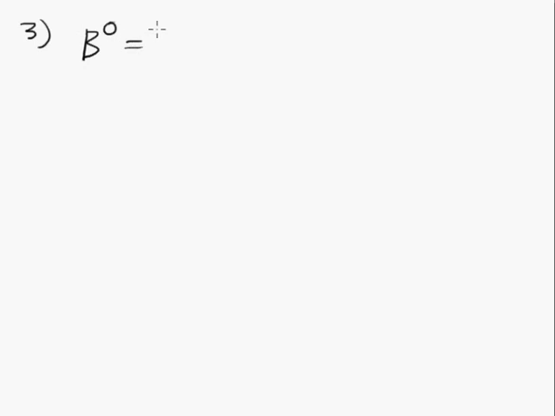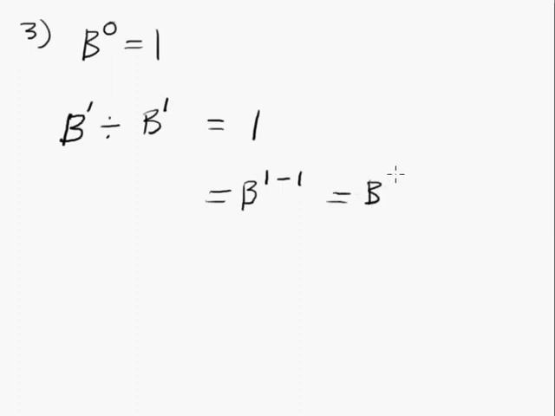The third rule, b to the power of 0 equals 1. Well, to show this we need to use division. b divided by b is 1, but b is just b to the power of 1 divided by b to the power of 1, and that is b to the power of 1 minus 1, which equals b to the power of 0. So b to the power of 0 and 1 must be the same thing.